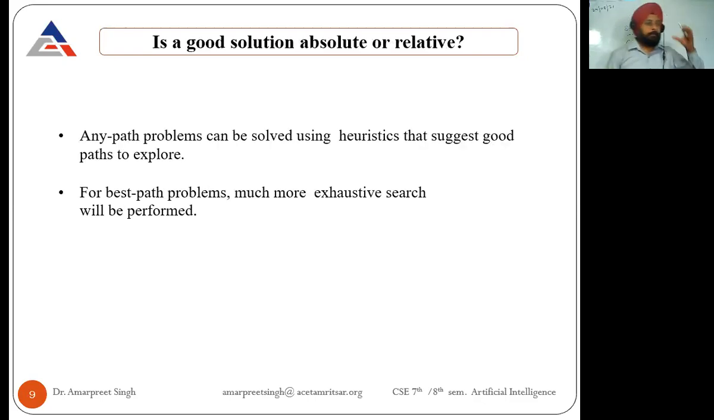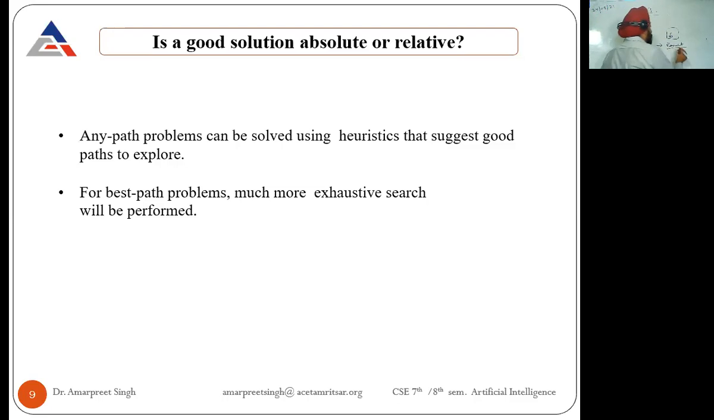Next, is a good solution absolute or relative? Means there is a problem, this is the solution. Now we will find out whether this solution is absolute, means exact. This is the only solution. Or it is a relative solution. Suppose I say marks have been, there was a problem to give a particular exam, a result is out.